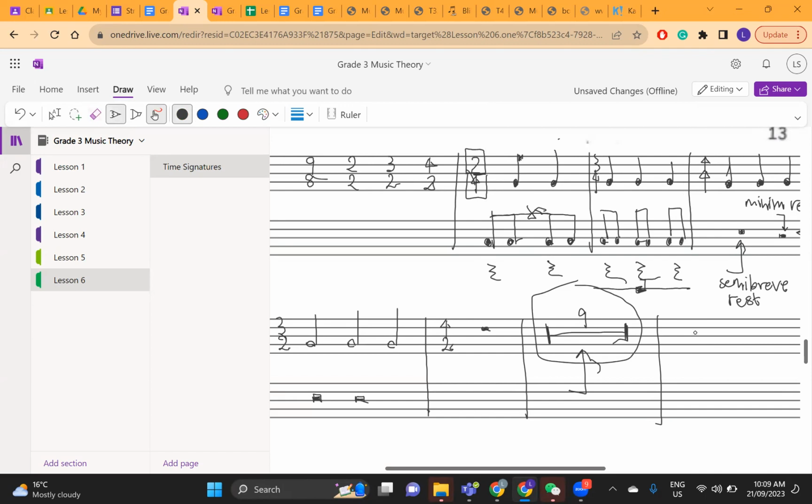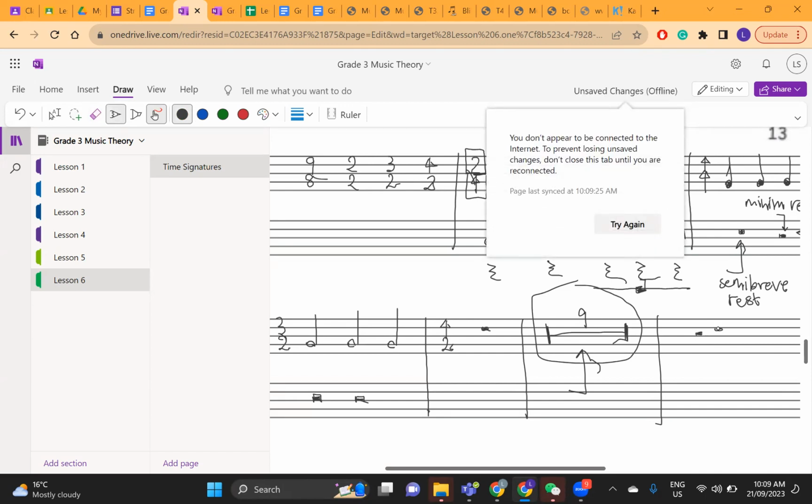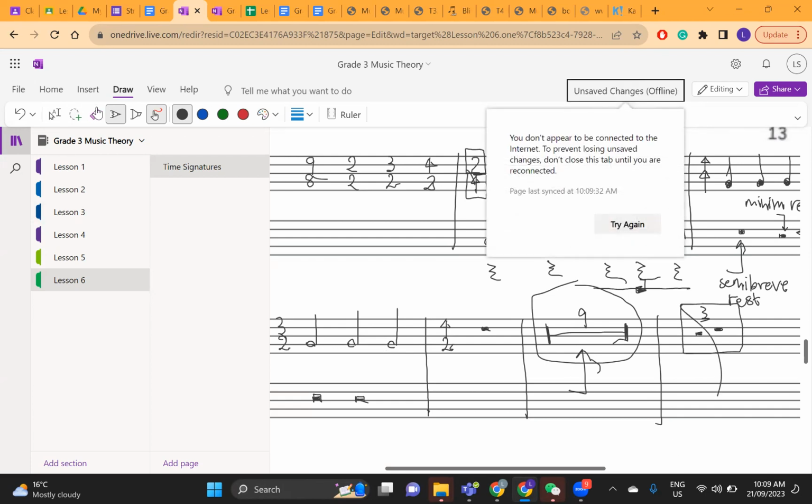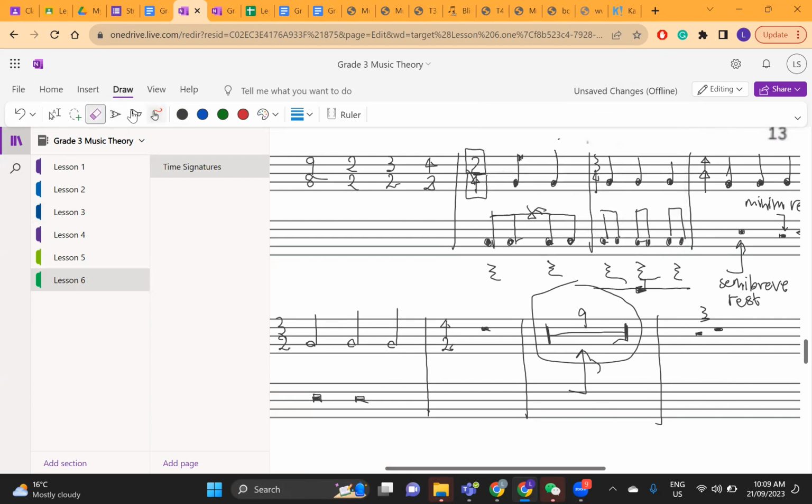There are also some equally weird ones, like two lines on top with something written like that. That also means 3 bars of rest.